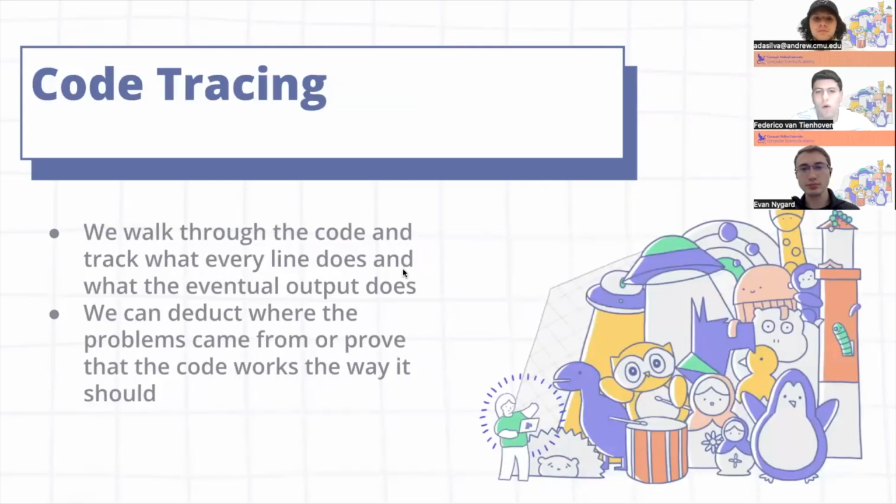Another great way to debug is code tracing. With this technique, you go line by line and check whether the code is doing what it's supposed to be doing, or you might find a mistake. Once you get to the end, you'll be able to see if the code actually returned or outputted what you expected, or find a mistake along the way, and it's a great way to fix it.